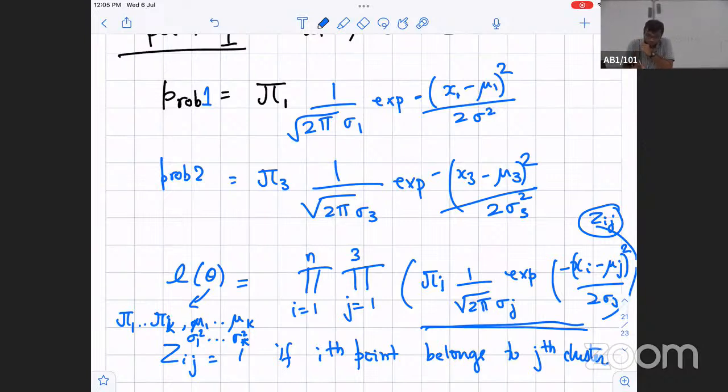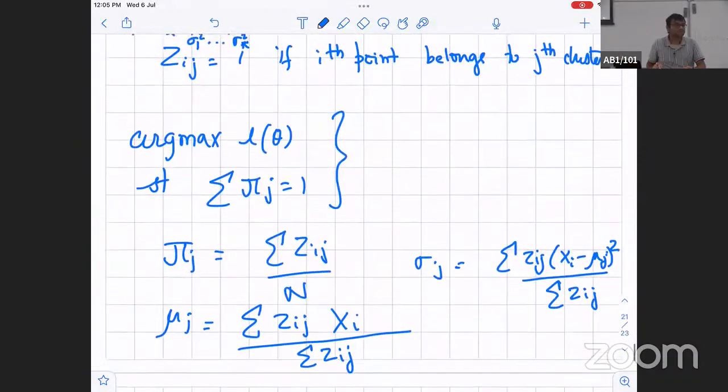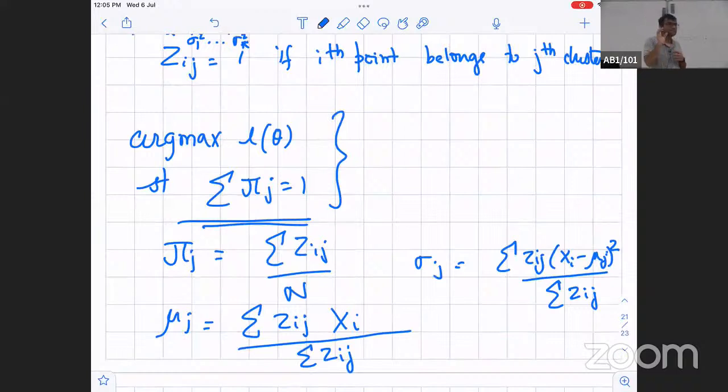So for point 1, this is saying the probability of point 1, and the assumption is that point 1 came from cluster 1, whereas point 2 in your data is coming from cluster 3. So is that clear now? You understand why this is constrained, right? I cannot take any pi j's. The pi j's should sum to 1.